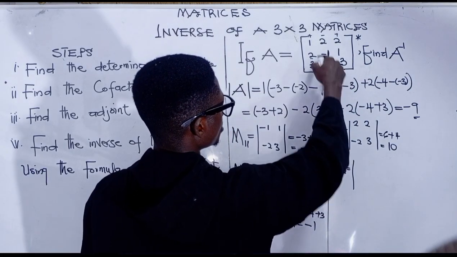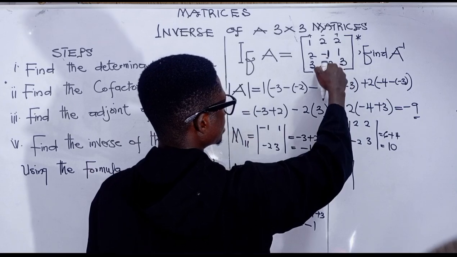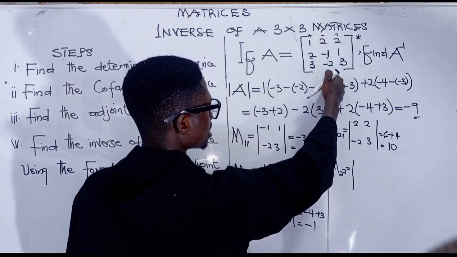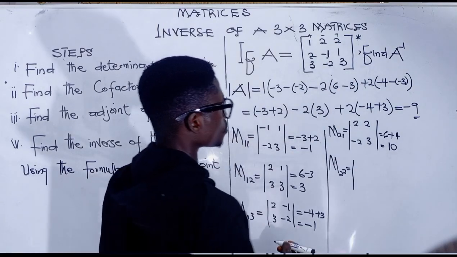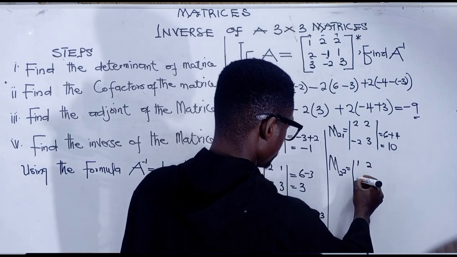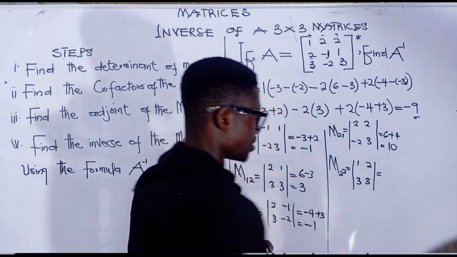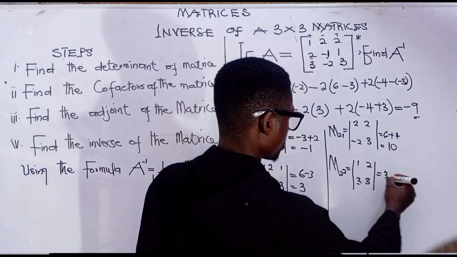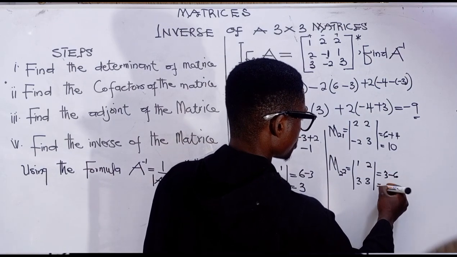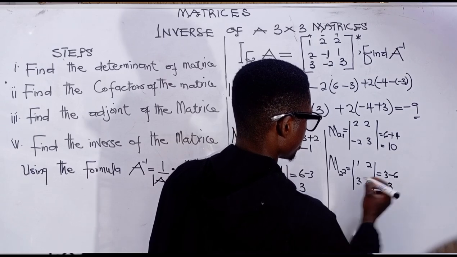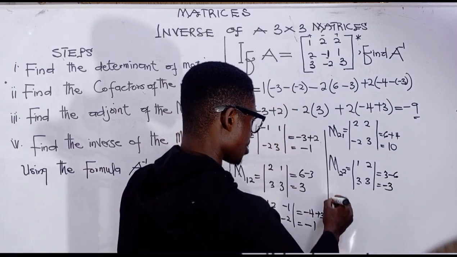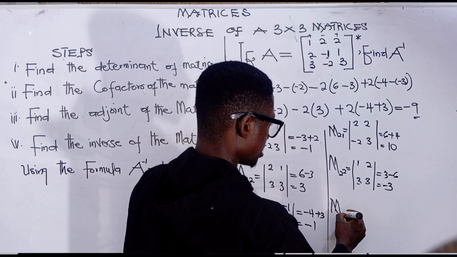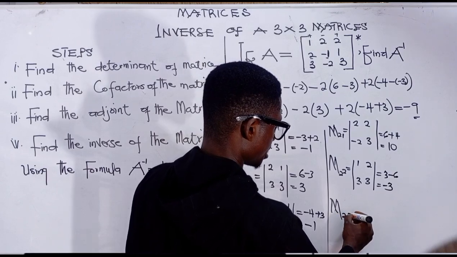So we'll be left with what? 1, 2, 3, 3, because we are collapsing this, we are collapsing that. So 1, 2, 3, 3. Then we find the determinant. This will give us 3. This will give us what? Minus 6. So we have minus 3. Then we move on to the second row and then the third column.